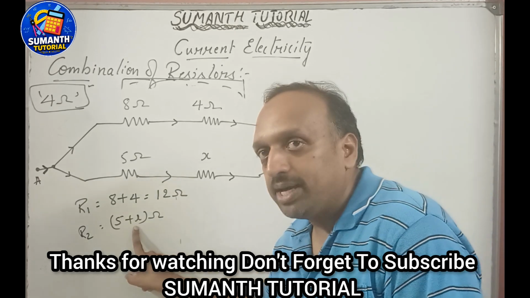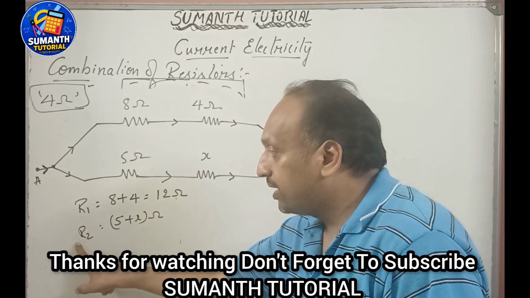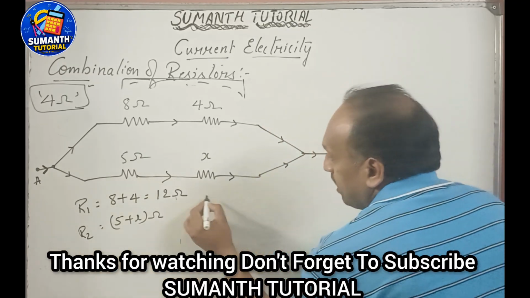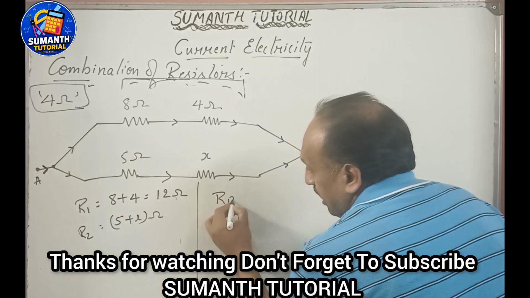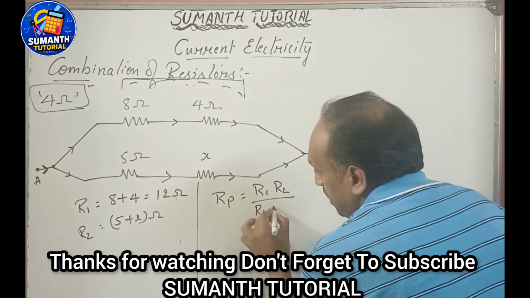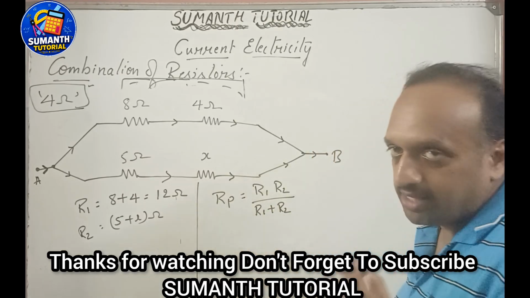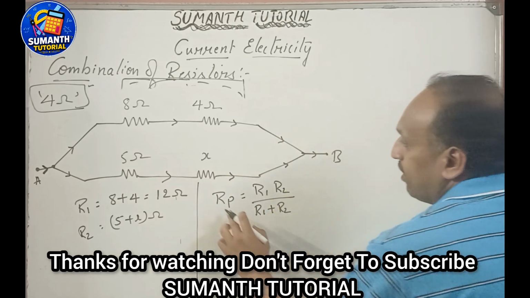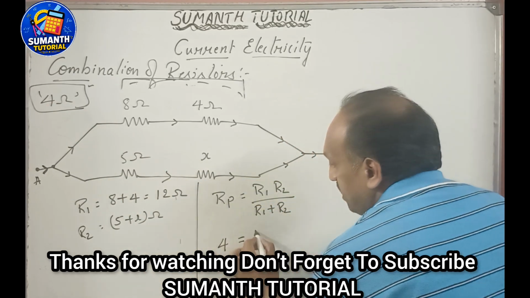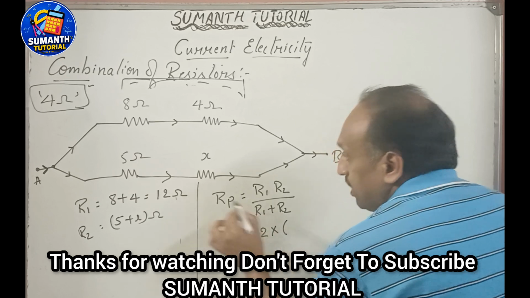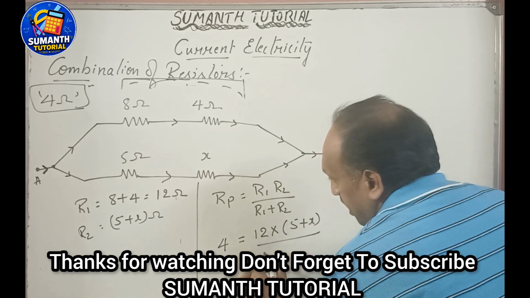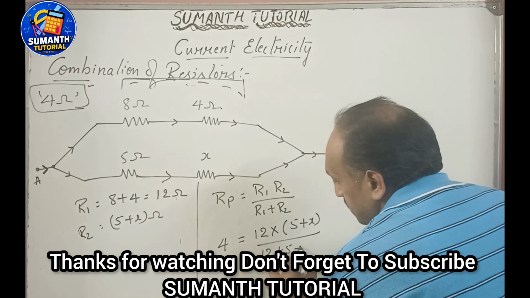How these R1 and R2 are connected? R1 and R2 are connected in parallel. Then how to use the formula? I taught you very clearly. RP will be equal to R1 R2 divided by R1 plus R2. Isn't it? Now just substitute the value. RP value is given as 4 ohm. 4 is equal to R1 is 12 into R2 is 5 plus X whole divided by R1 is 12, R2 is 5 plus X.